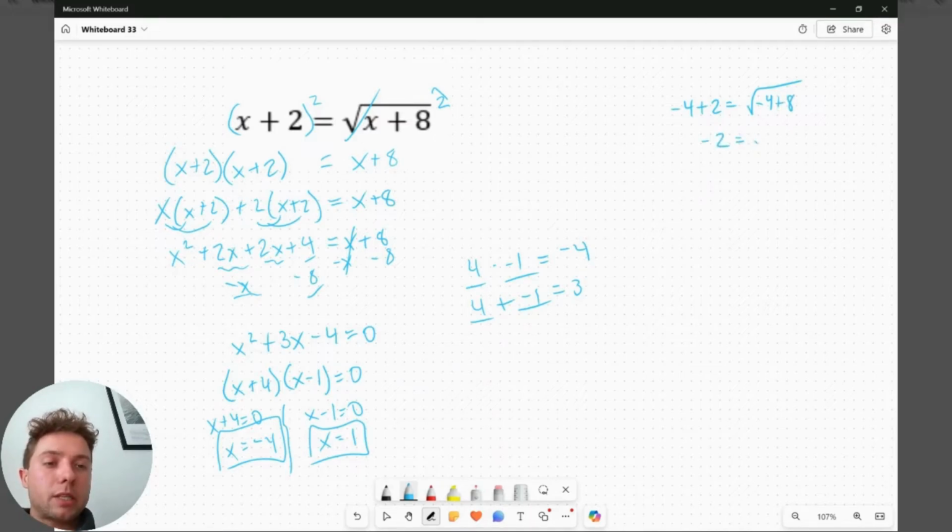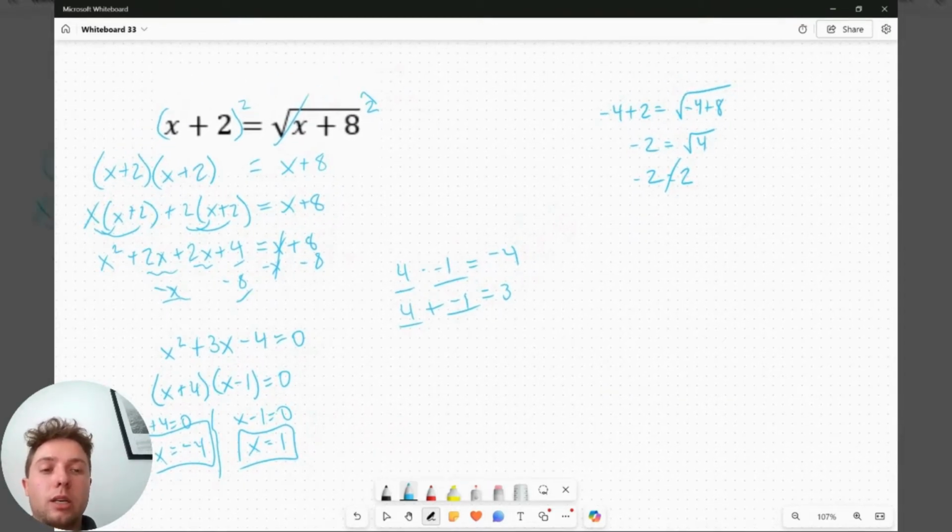If I were to simplify both sides, I would end up getting this. Negative 4 plus 8 gives me the square root of 4. Square root of 4 is 2. However, on the other side, when I combine those two values, I get negative 2 instead. Those are not the same. That would mean that negative 4 is an extraneous solution and does not work.